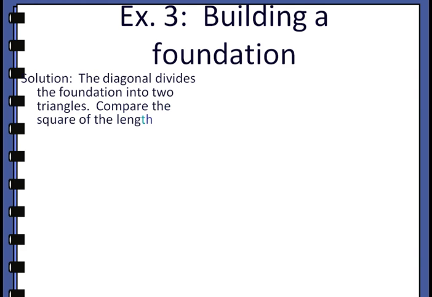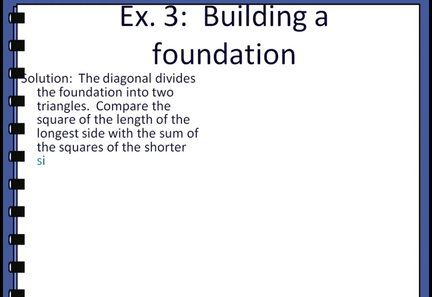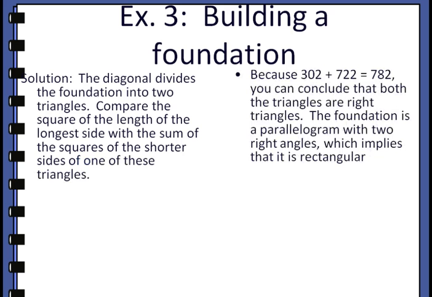It's split into two triangles. Let's compare the square of the length of the longest side with the sum of the squares of the lengths of the shorter sides of these triangles. And when I do that, I can conclude they're right triangles, which means that I now do have a rectangular base.